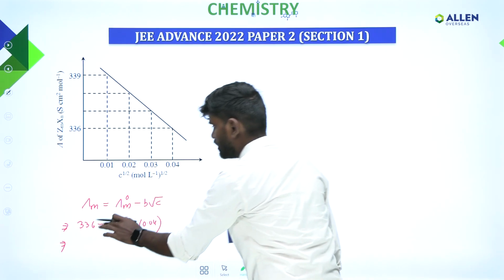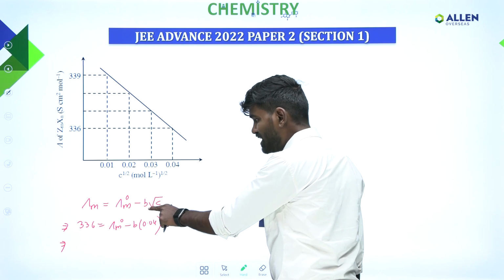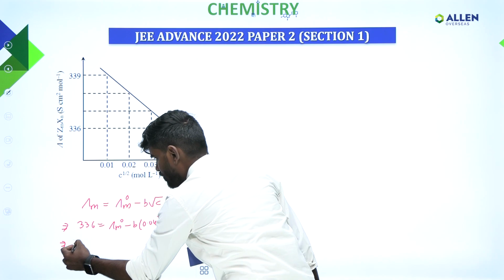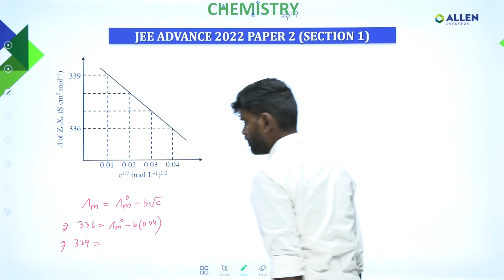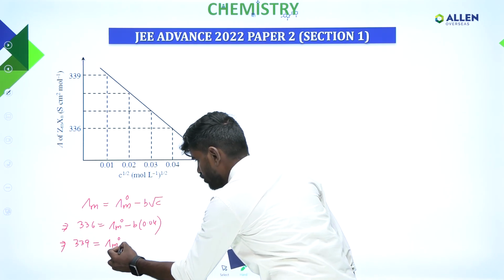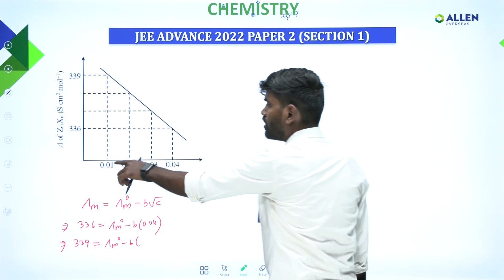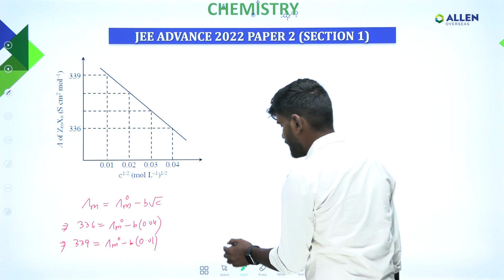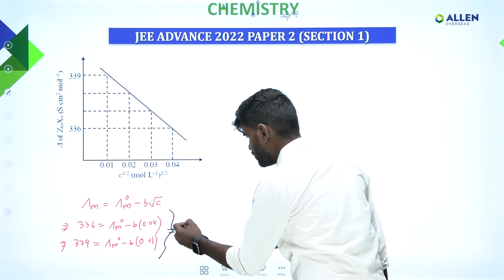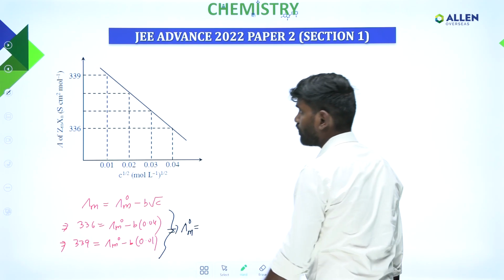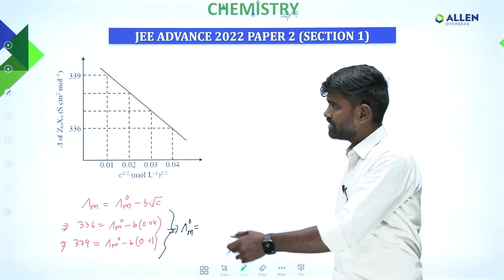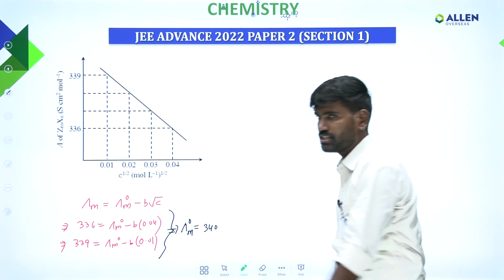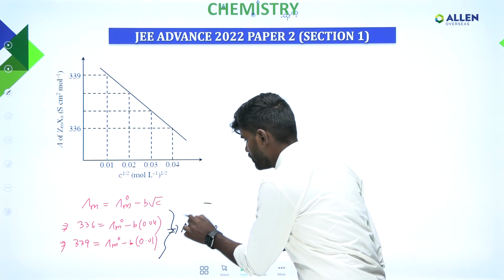For the second point that you want to get, basically B and lambda m naught are unknown over here, right? So the second point on the curve: 339 is equal to, again, lambda m naught that I don't know, minus B that I don't know, but I know the value of root C over here, that is 0.01, right? If you calculate the value of lambda m naught from both these values, you will get lambda m naught of the given salt ZmXn for which we are calculating this. You will get 340 in the respective units, Siemens centimeter square per mole.